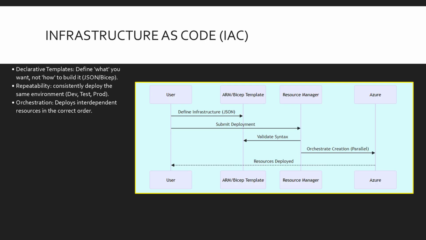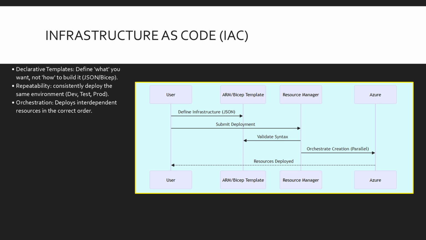A major manageability benefit is the ability to use infrastructure as code, IaC. Using tools like ARM templates, JSON, or Bicep, you can manage your infrastructure through declarative syntax. This means you define what you want to deploy, and the resource manager handles the creation logic. This ensures repeatability. You can deploy the exact same infrastructure for development, testing, and production without configuration drift. It also handles orchestration, automatically deploying resources in the correct order based on dependencies, such as creating a storage account before a virtual machine that relies on it.